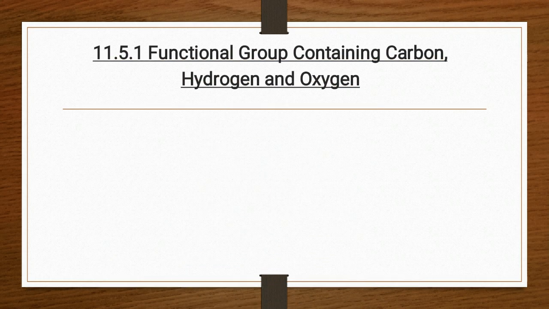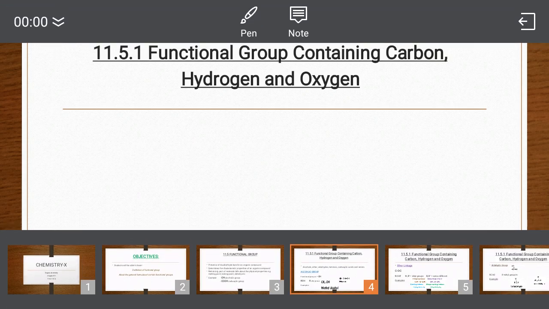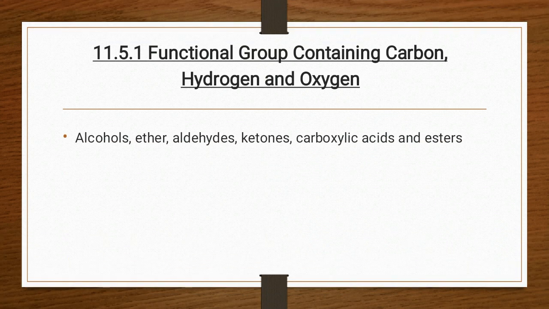So let us have its subtopic, that is functional groups containing carbon, hydrogen and oxygen. In this topic, we will talk about those organic compounds which contain carbon, hydrogen and oxygen atoms. And this category includes alcohols, that means the alcoholic group, ethers, aldehydes, ketones, carboxylic acids and esters. In this class, we will specifically talk about the alcohol, ether and aldehyde groups.